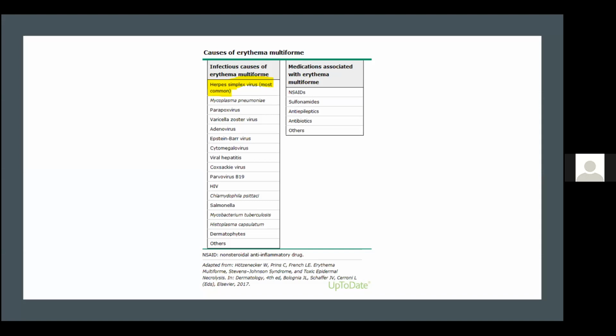But if you look at the causes, it's quite a lot of viruses. Mycoplasma is quite a common cause as well. Salmonella, TB, histoplasmosis. And we saw a child who presented with erythema multiforme who turned out to have MIS-C, or the multi-system inflammatory syndrome with COVID.